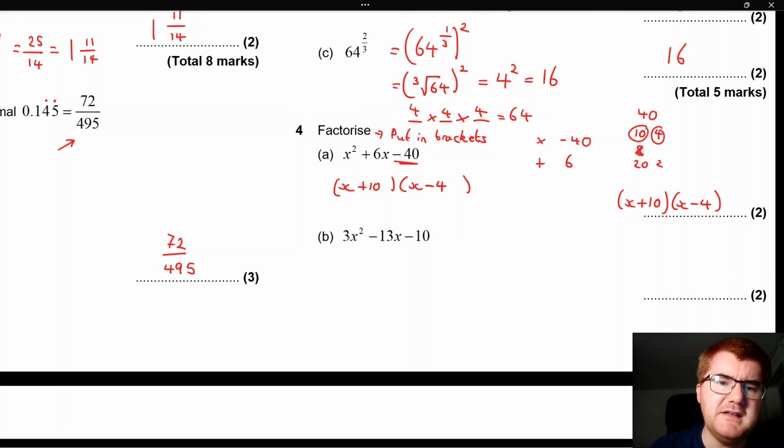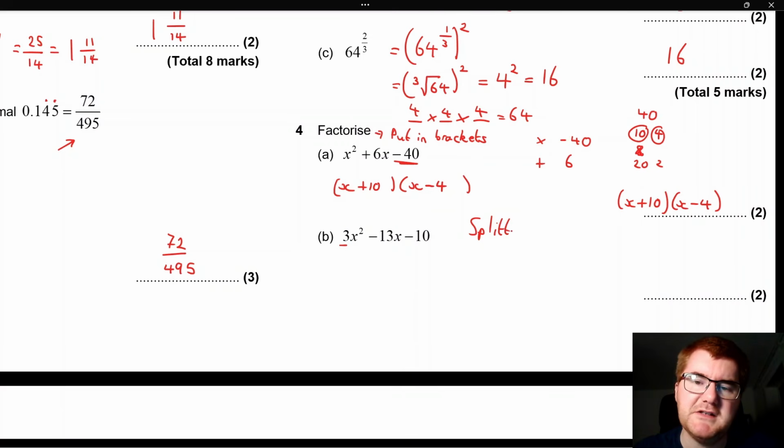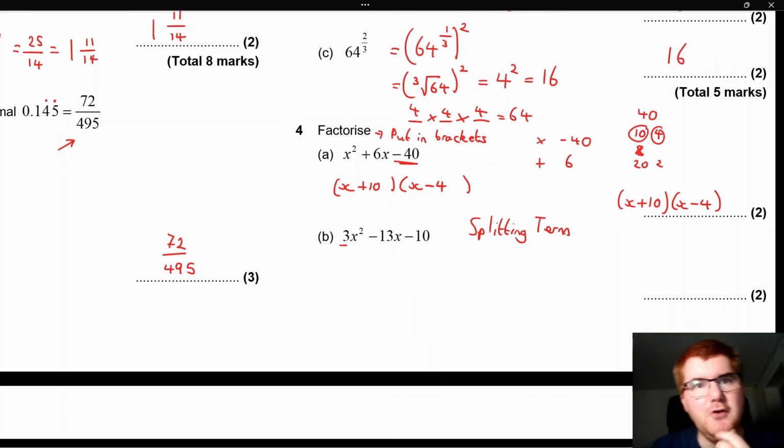Now, what's trickier is when we get a number in front. So we get a 3x squared minus 13x minus 10. Now, you can do a method. Again, I'm just going to mention this called splitting the term. But, you know, you're looking for these little maths hacks for these non-calculator exams. So I'm going to show you a quick hack here to actually do this really, really quickly.